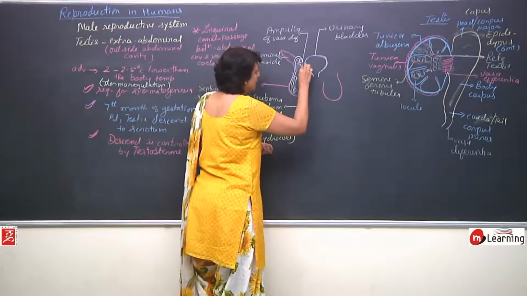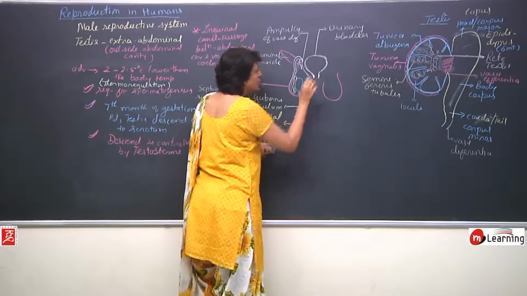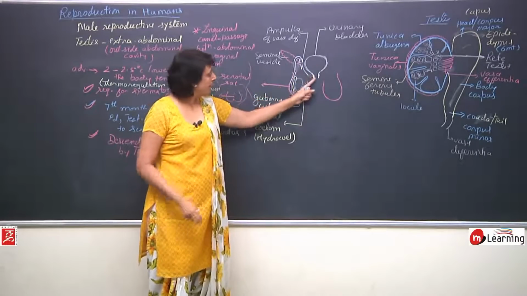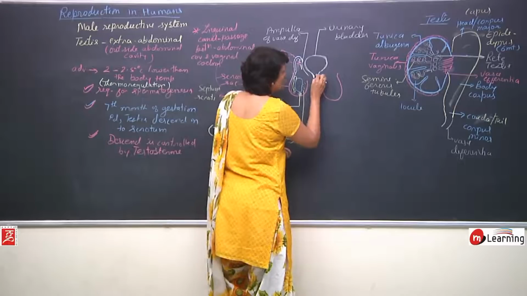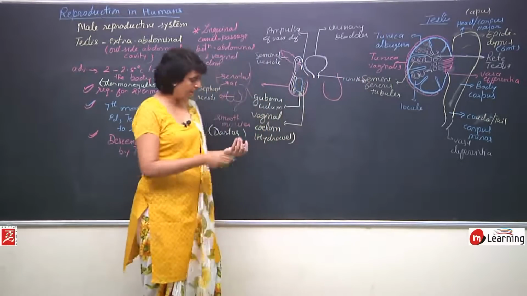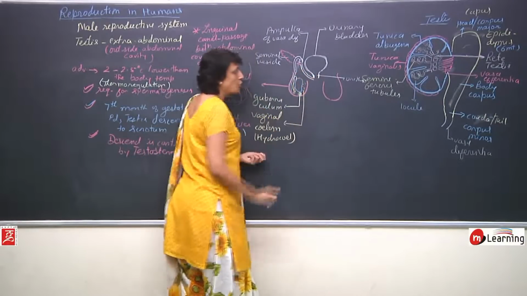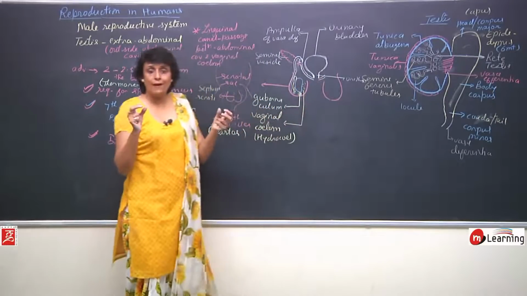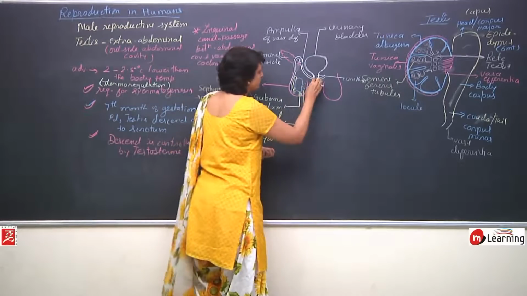Now this vas deferens opens into this tube. The function of the urinary bladder is temporary storage of urine. This duct is going to carry urine, so this duct is known as urethra or urinary duct. Now this vas deferens from one side has opened into this, and the same thing will happen from the other side also. So two vas deferens are coming from their respective sides and opening into this tube.